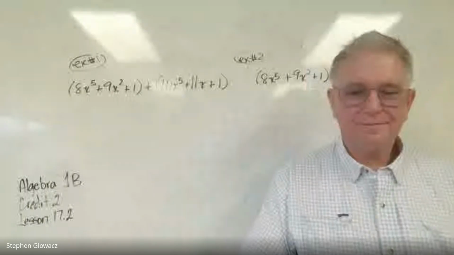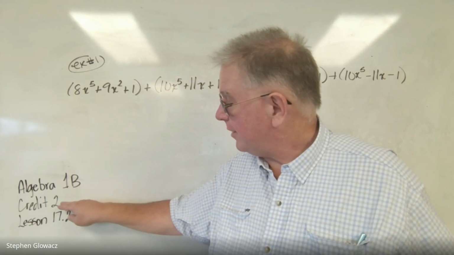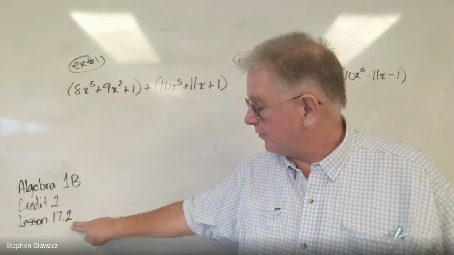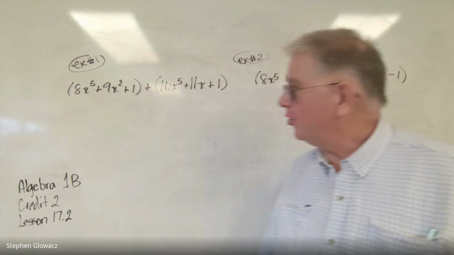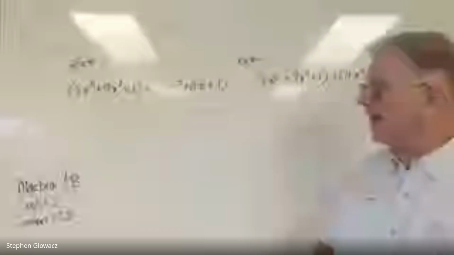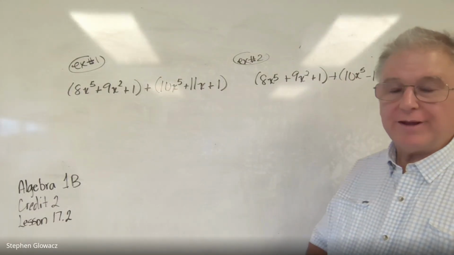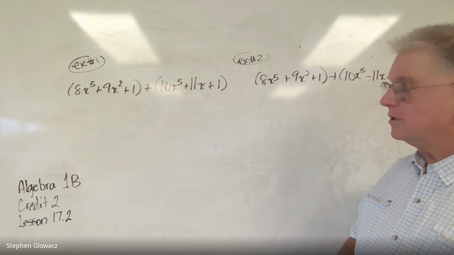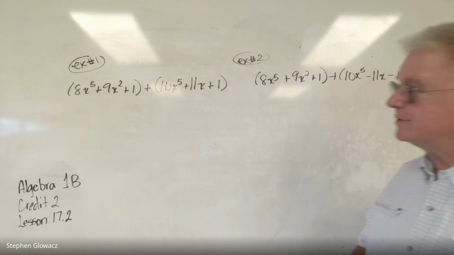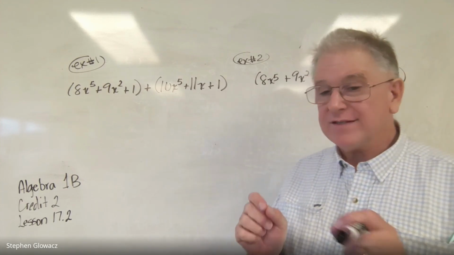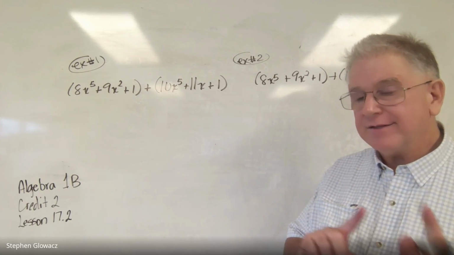These are the examples for Algebra 1B, Credit 2, Lesson 17.2. Lesson 17.2, we're going to be talking about adding polynomials. And so basically with adding polynomials, what we're doing is combining like terms. So what are like terms? Like terms means that the terms have the same variable and the same exponent.